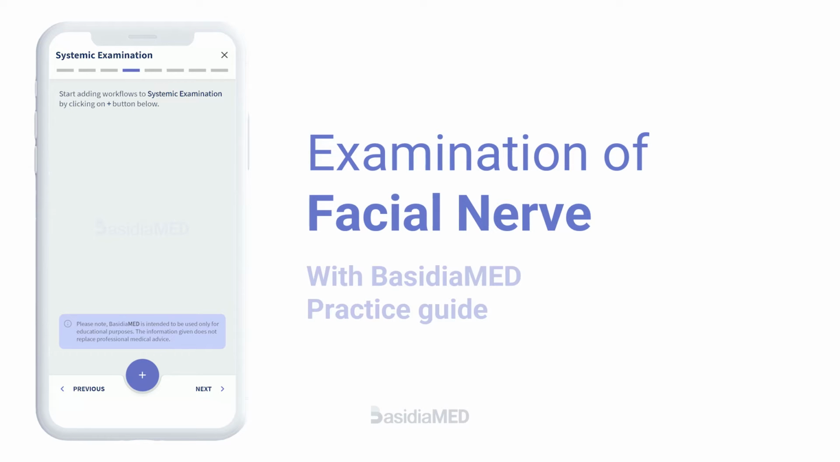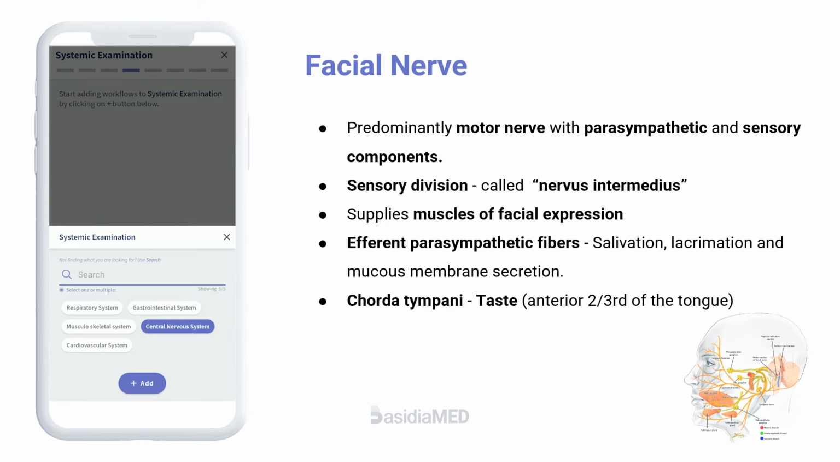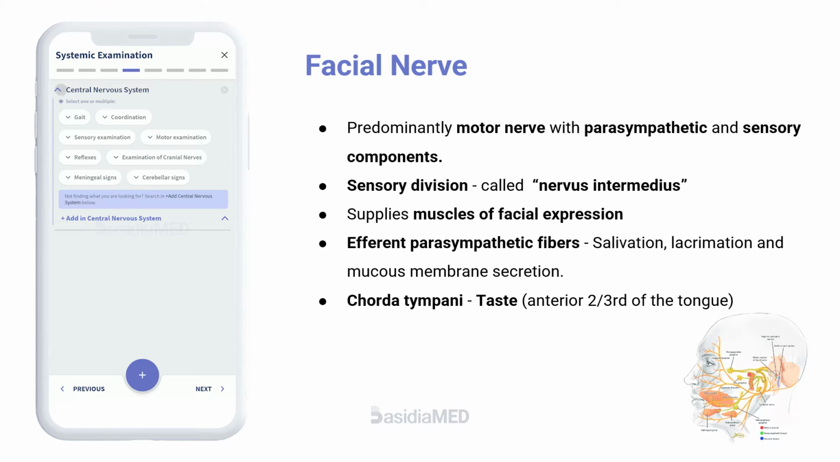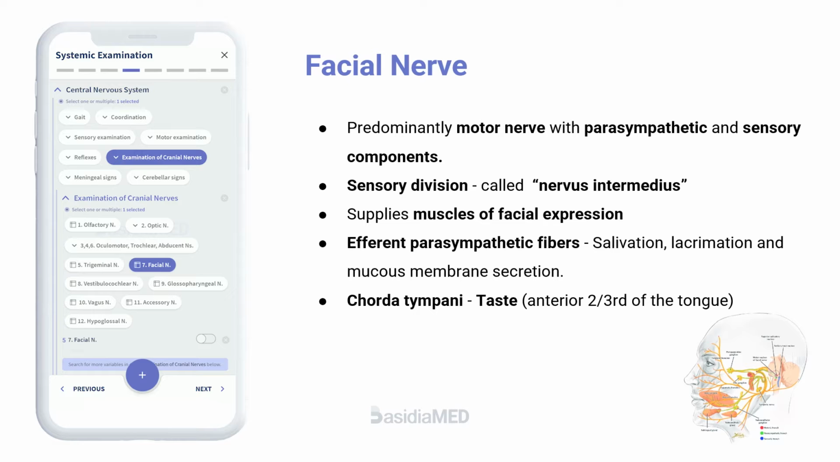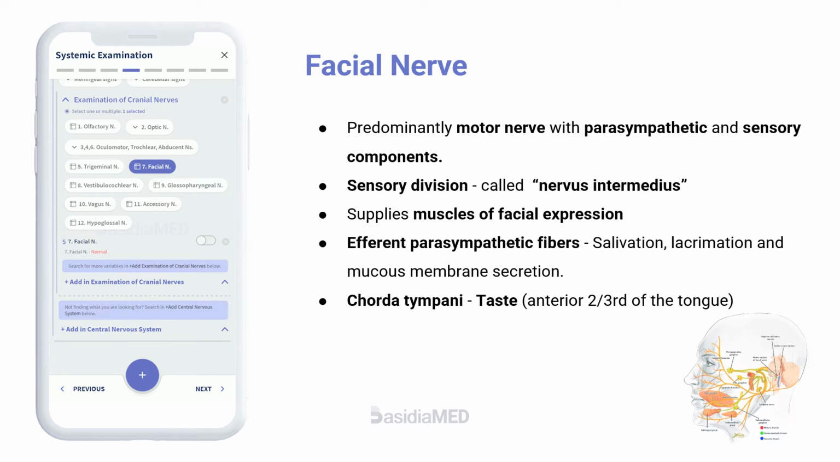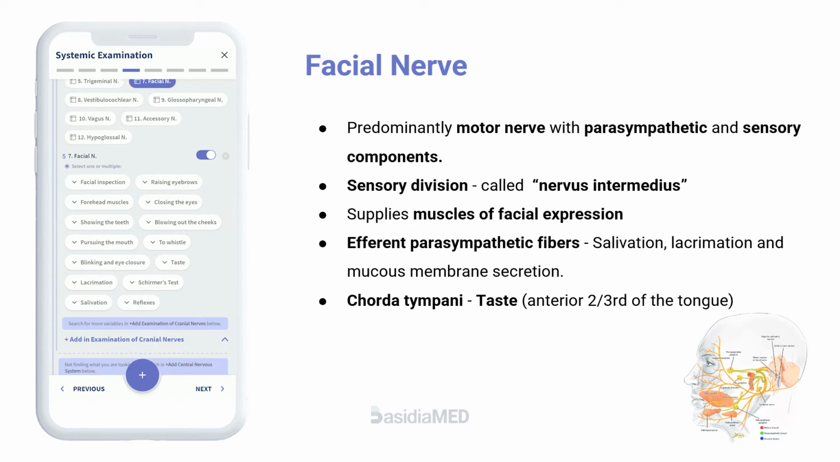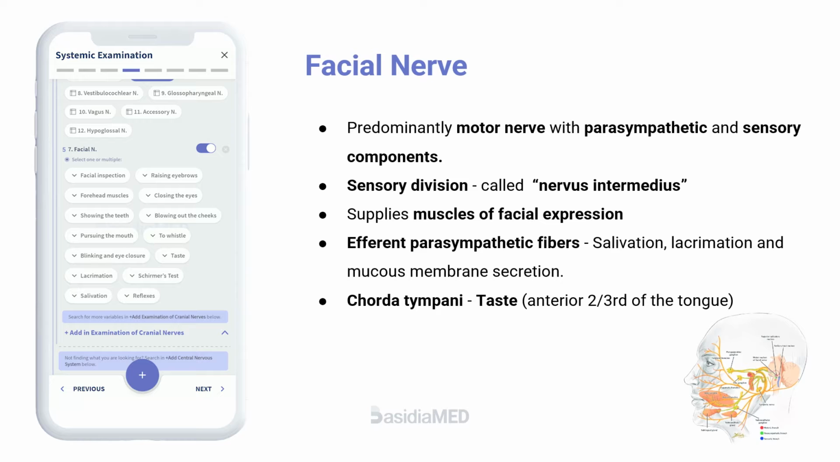Examination of the facial nerve. The facial nerve is predominantly a motor nerve with parasympathetic and sensory components. The sensory division is separate from the motor division and is sometimes referred to as nervus intermedius. It supplies muscles of facial expression.